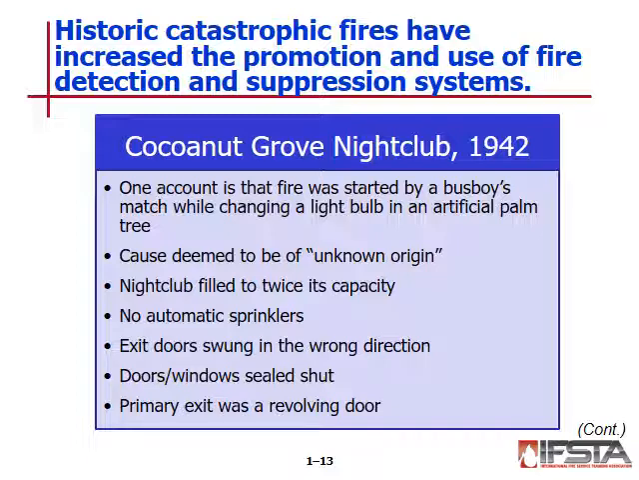The nightclub was filled to twice its capacity. There were no automatic sprinklers. And again, the exit doors swung in the wrong direction. And of course, doors and windows were sealed shut to prevent people from exiting the establishment without paying their bill. And the main exit was a revolving door that prevented folks from getting out in a speedy manner.